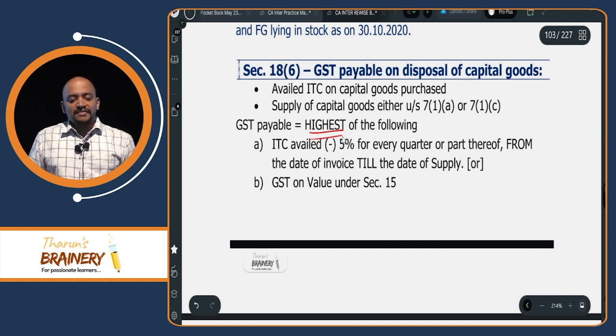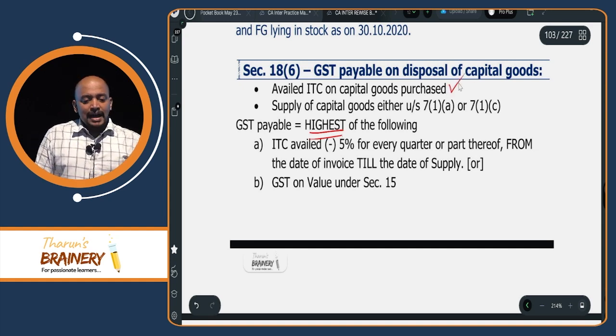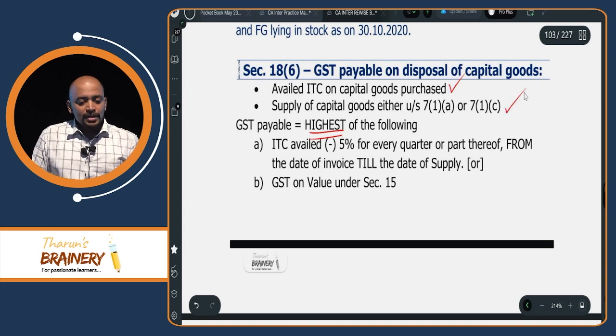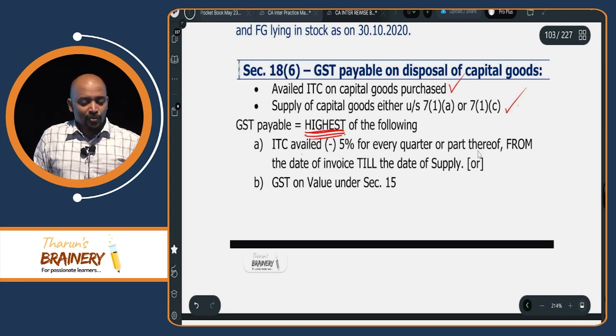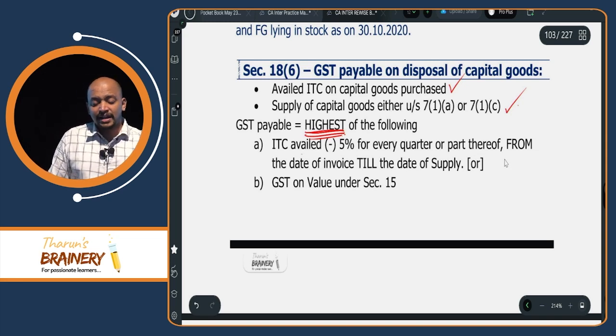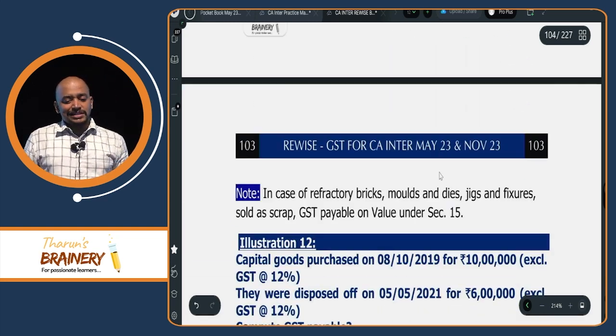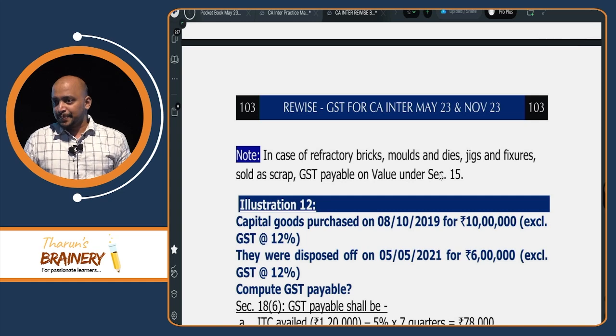Okay, so I have availed ITC on capital goods and the capital goods got sold. Now GST payable is highest of the following: ITC availed minus 5% for every quarter or part thereof. From which date to which date? From the date of invoice till the date of supply, or GST on sale value, whichever is higher.